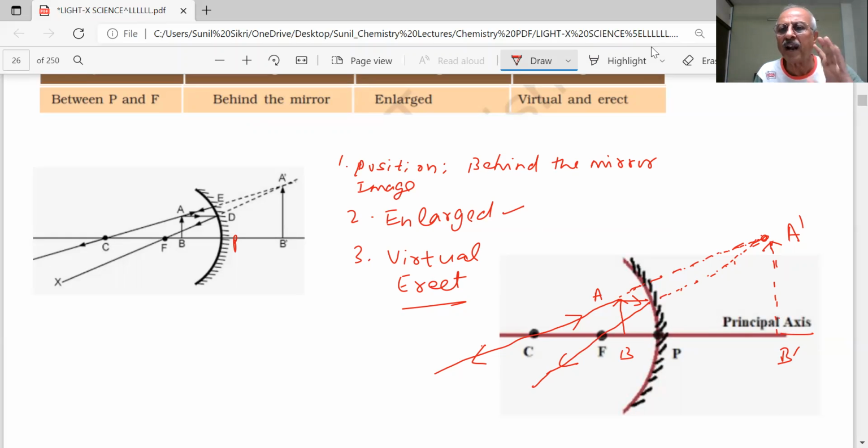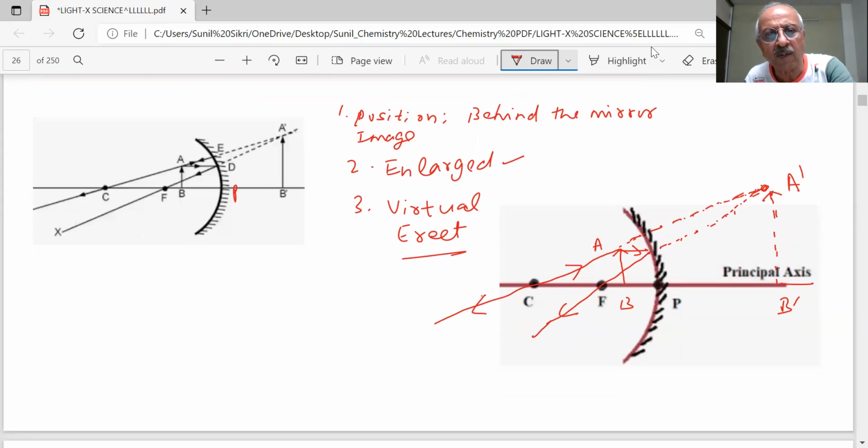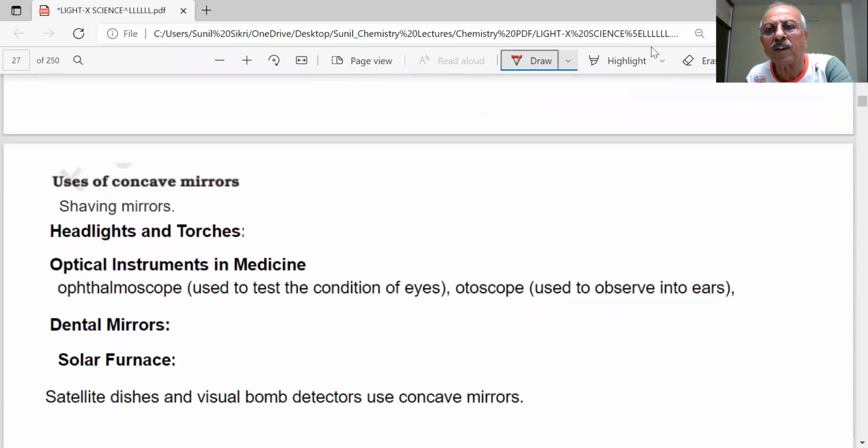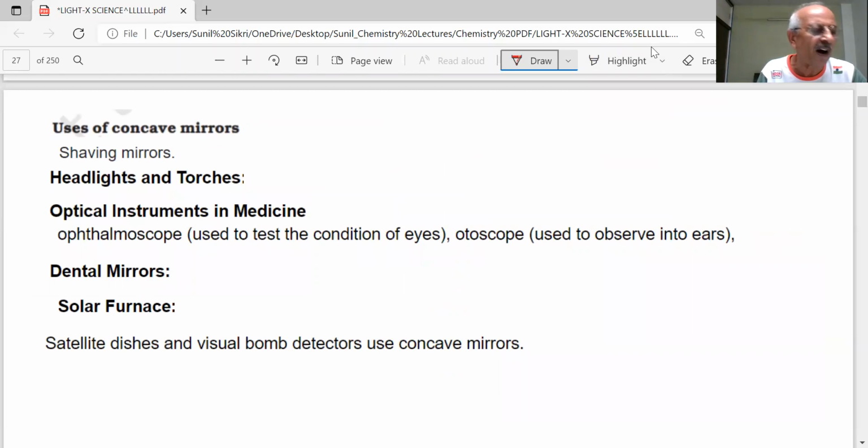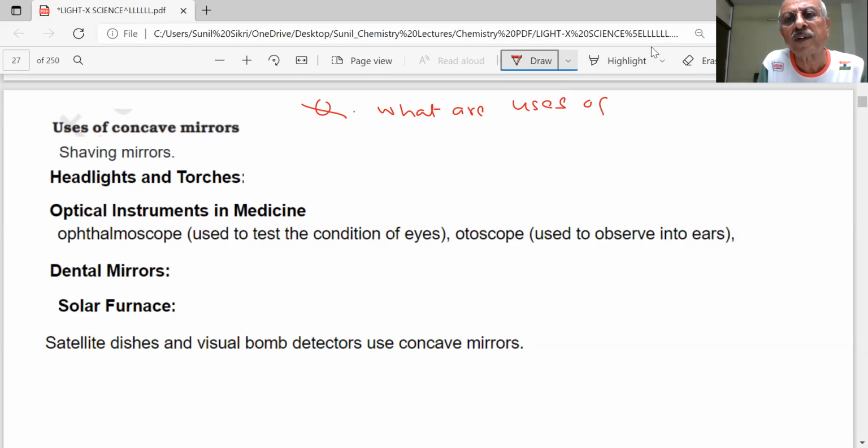Yes, sir, we can draw the images. Now images can be drawn, student. Any doubt? No, sir. Okay. So we already know what type of images are formed. And let us see some of the uses of concave mirrors. They will ask you this question. The question has been asked so many times. What are the uses of concave mirrors? Very important topic.